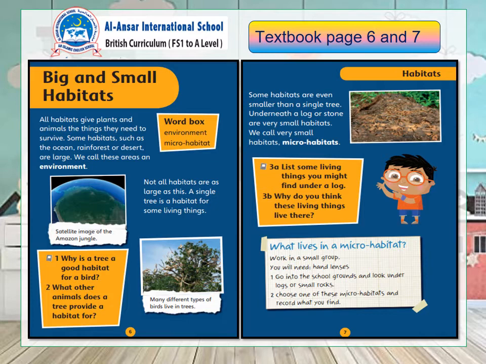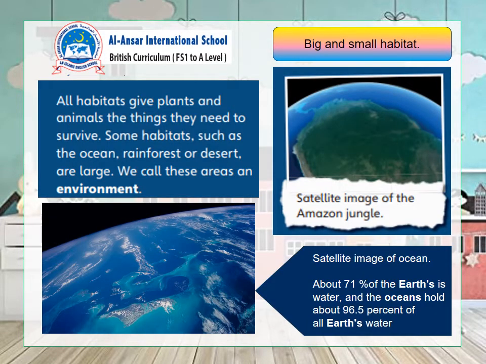Big and small habitat. This is your science textbook. Talking about big and small habitat. Here you can see on the right side, this is an image of Amazon jungle. You can see it is so big that it can be seen from the globe, from the satellite. This is a satellite view. So all the habitats like plants and animals, they need to survive. And some habitats such as oceans, rainforest or desert are very large. We call these areas an environment.